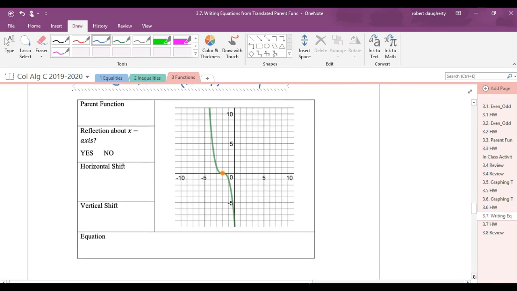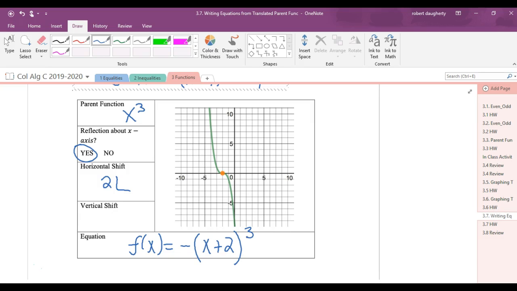What's the parent function here? Yeah, x cubed. Okay. Has it been reflected about the x-axis? Yes. Okay. Normally it does this, but this one has been reflected, and then it moved where? It moved 2 to the left. Did it move up or down? No. So what is this function? This is f of x equal what? Negative x plus 2 to the third power. Okay. So negative x plus 2 to the third power is this function.